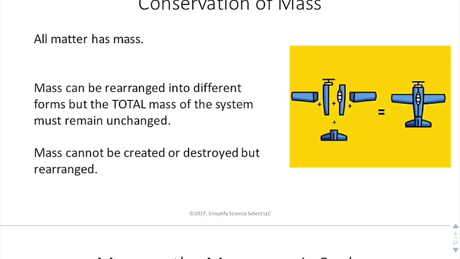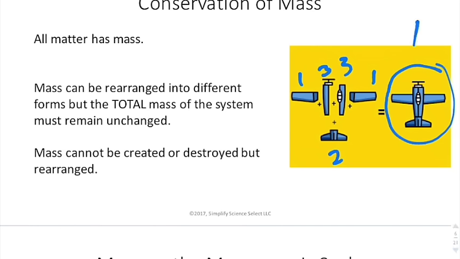So, conservation of mass. All matter has mass. Mass can be rearranged into different forms, but the total mass of the system must remain unchanged. So, for example, if you had this be 1 and this be 2 and this be 1 and this be 3 and this is 3, when you take those and you put them together to make the plane, the total mass has to be conserved, so the total mass of this thing would be 10 if I did my math right. So 3 plus 3 is 6, plus 1 is 7, plus 1 is 8, plus 2 is 10. So the total mass cannot change, because you cannot create mass and you cannot destroy mass, but you can rearrange the mass particles.